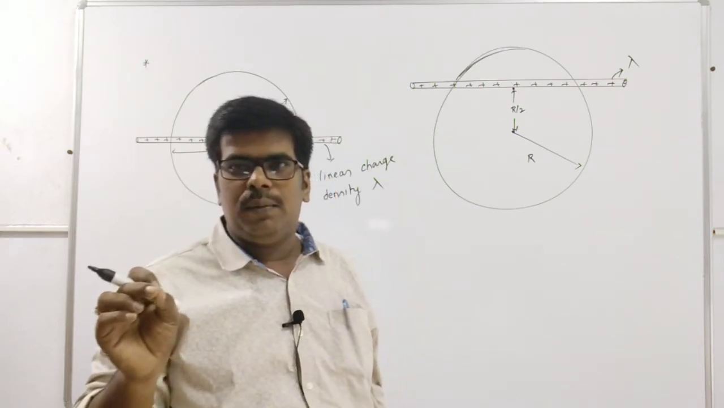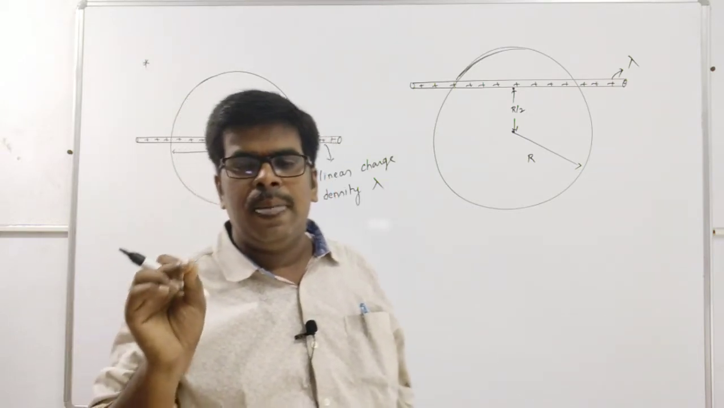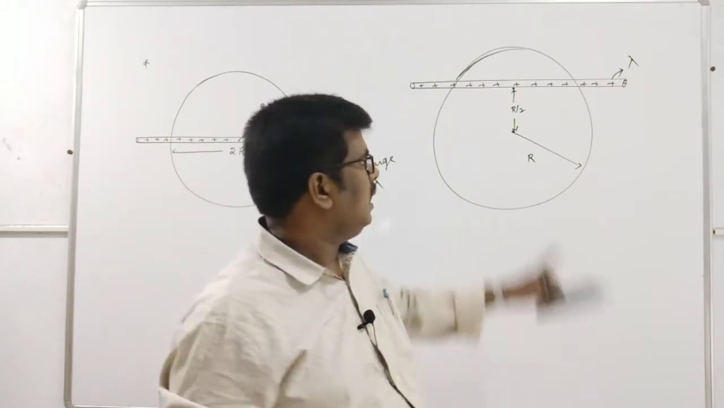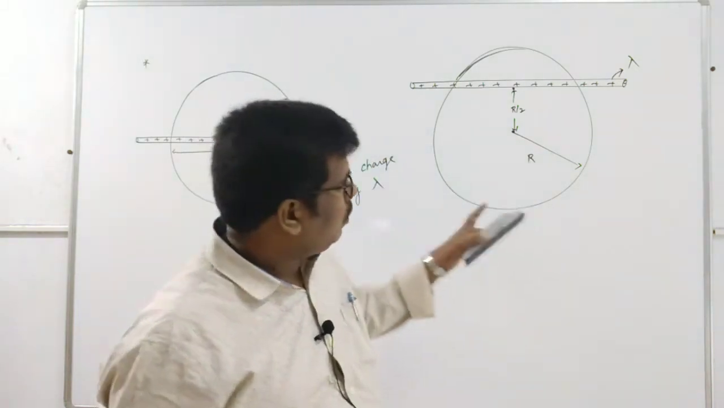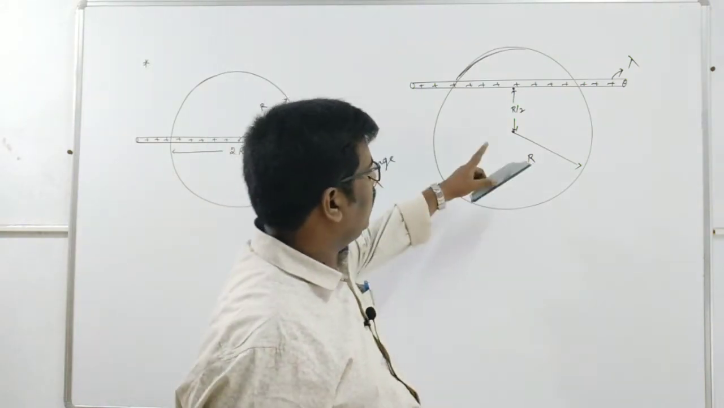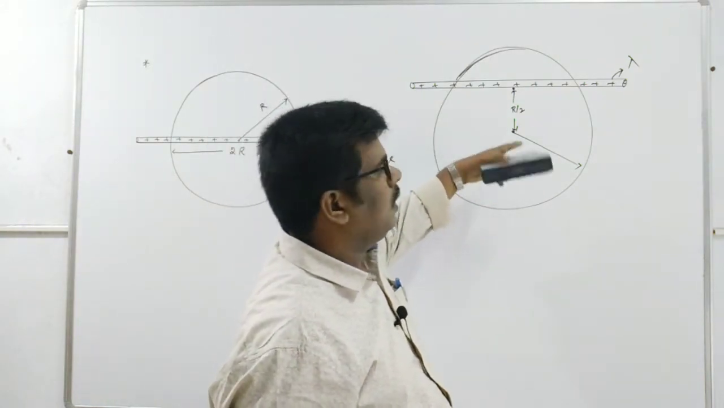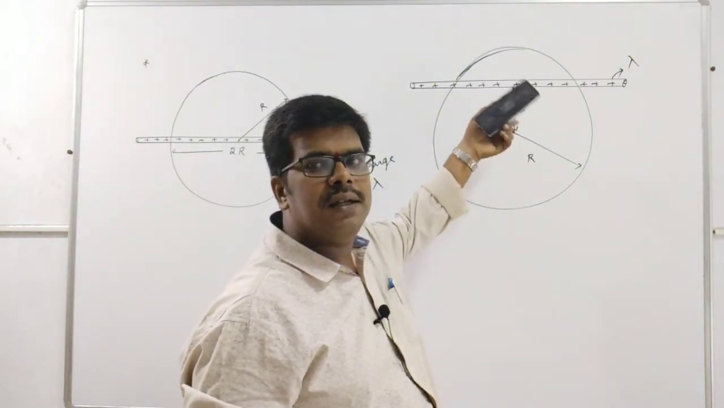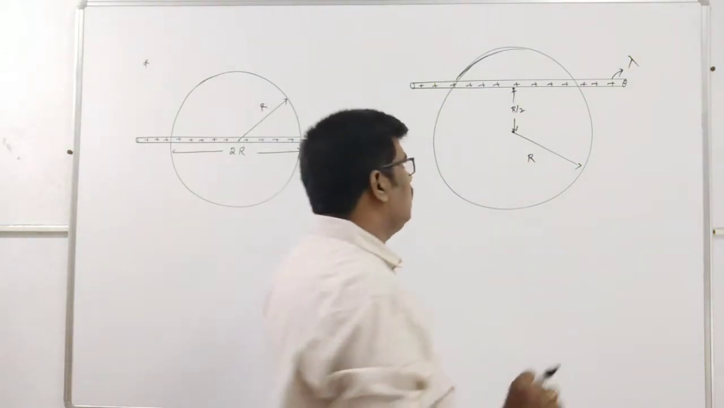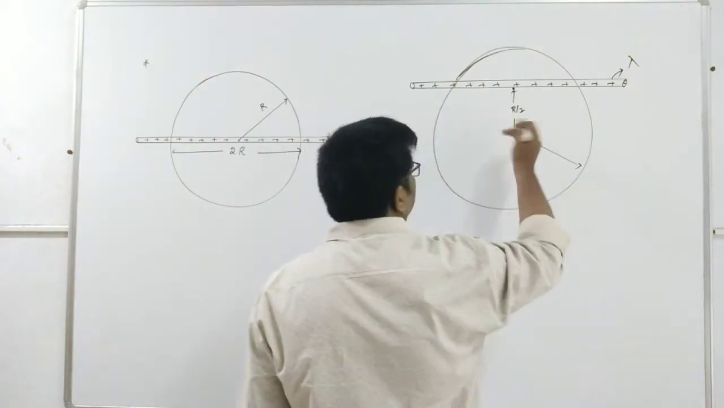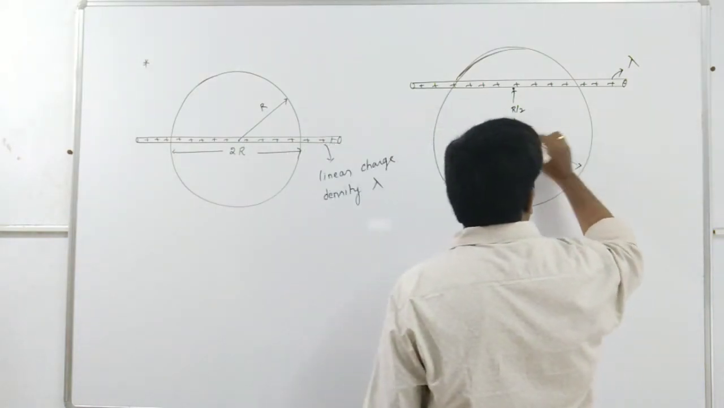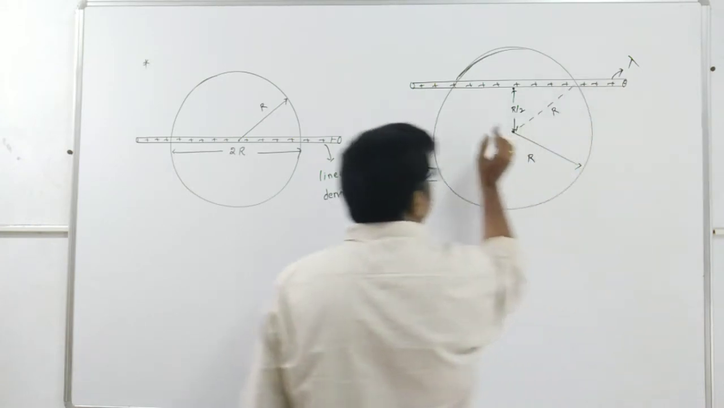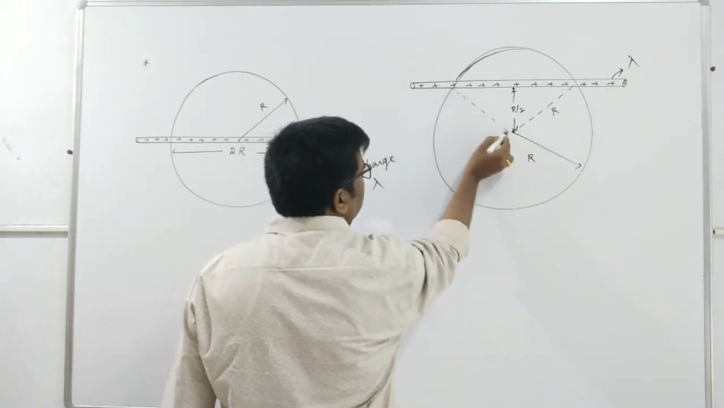Only one thing you need to remember: linear charge density times the length of the conductor present inside it. If you find the length and multiply it with the linear charge density, you get the charge enclosed by it. So let us see how we can find the length. This is radius r, this will also be radius r, and this will also be radius r.